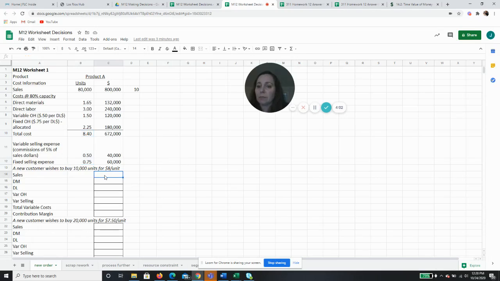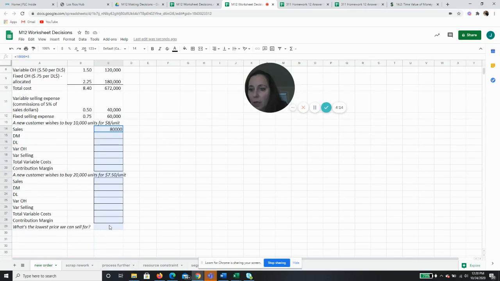So let's take a look. So if we did this, our sales would be 10,000 units times $8 a unit. Oh, it would be awesome if this was formatted, wouldn't it? Okay, let's do our little formatting here. Okay, so $80,000.